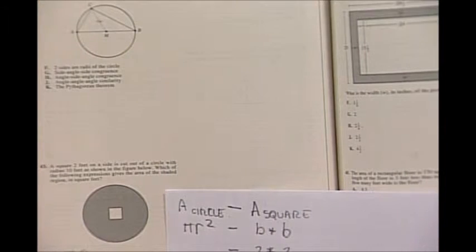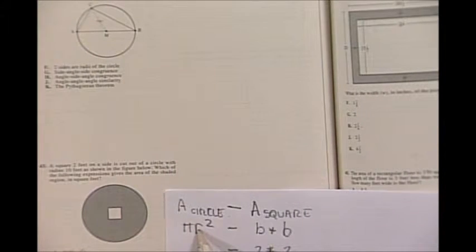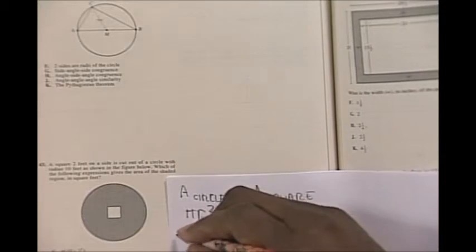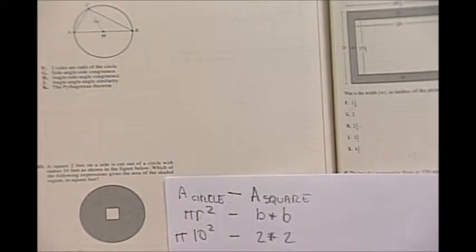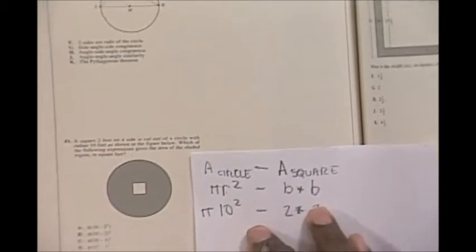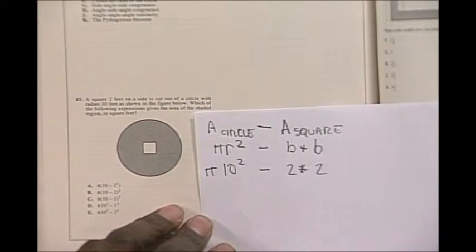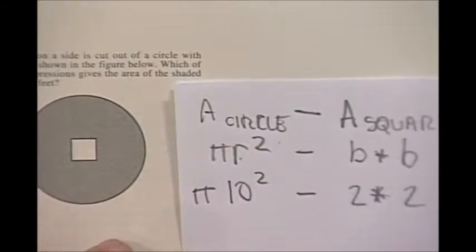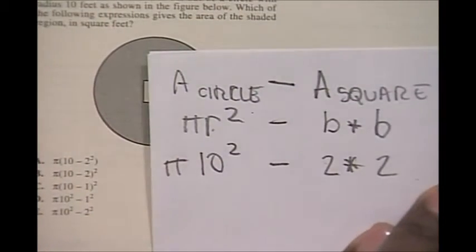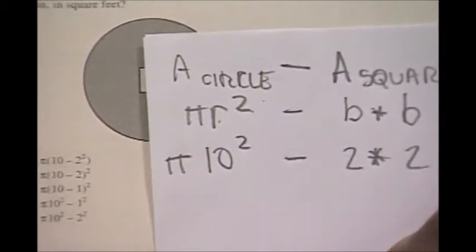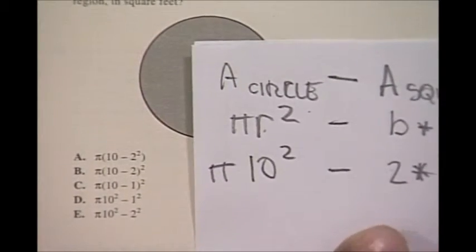Now, the radius is 10 feet, so they're telling you what to substitute there. So now you have pi 10 squared. All right, pi 10 squared. And now notice the answers that they're offering you. They're not looking for a numeric value here. They just want the problem simplified.